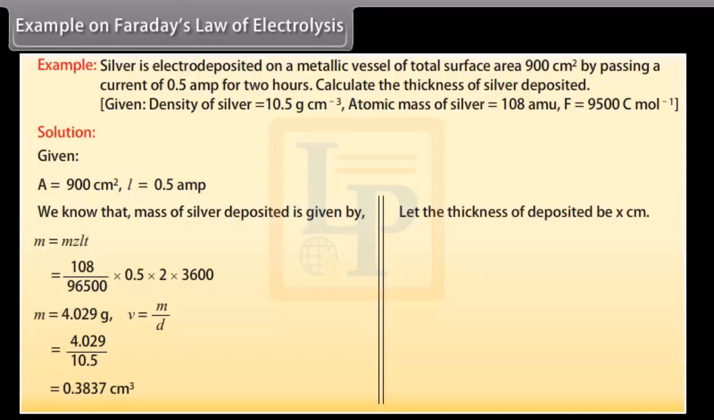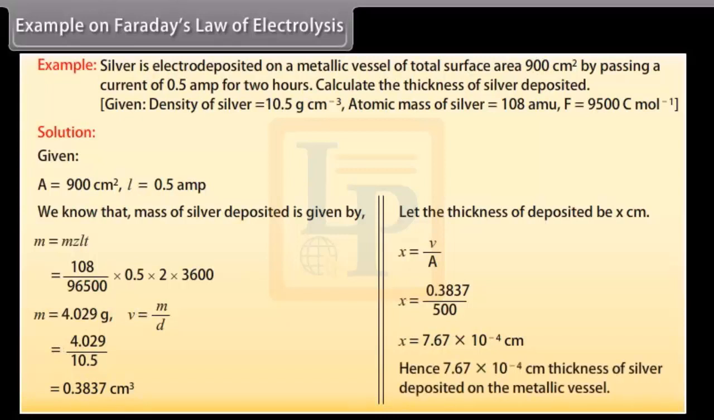Let the thickness of deposited silver be x centimeter. We know that x is equal to V upon A. By putting the values we get x is equal to 7.67 into 10 raised to the power minus 4 centimeter. Hence, 7.67 into 10 raised to the power minus 4 centimeter thickness of silver is deposited on the metallic vessel.